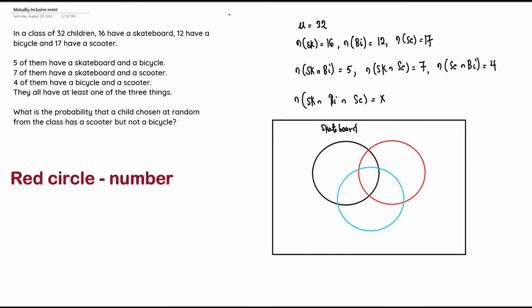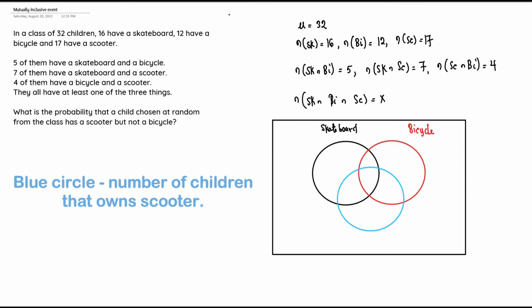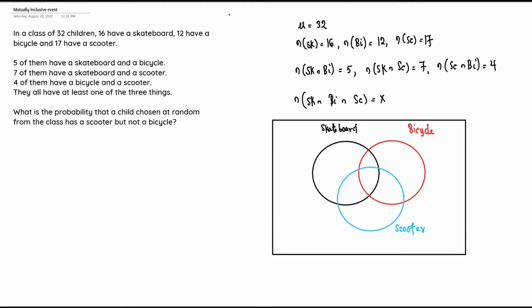The red marker represents the number of students that own the bicycle, so we have bicycle right here. Now the blue marker represents the number of students that own a scooter, so we have scooter right here. So the next step is for us to put the necessary details into the Venn diagram.